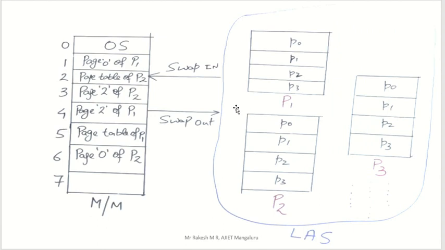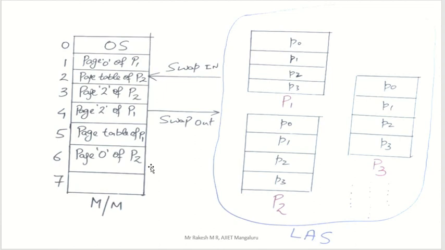Here we have another diagram. See, this is your main memory, this is your secondary memory. Many processes are there in your secondary memory. Processes are divided into pages. This is the P1 process, 4 pages are there. P2 process 4 pages, P3 process 4 pages. So like this, secondary memory contains many processes with many pages.